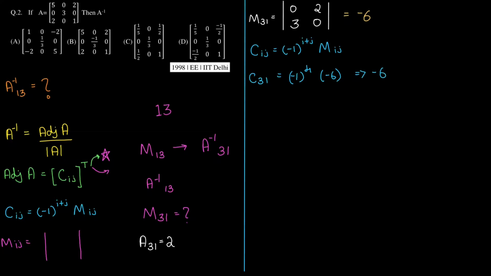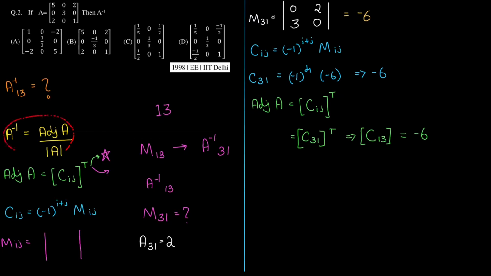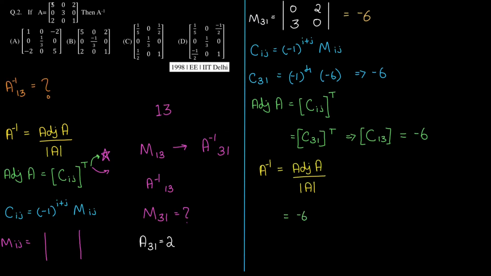Now coming to the adjoint, that is C31 transpose. We know in transpose the rows and the columns will be interchanged. That means this will be C13 and its value will be -6. Now coming to the inverse, we will have -6 divided by the determinant of A.